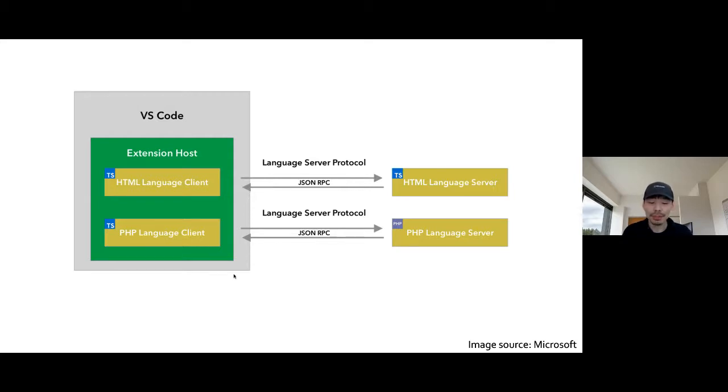The language server and clients talk to each other quite often over a protocol called the language server protocol. This protocol is a generic one built upon JSON-RPC, so it allows us to implement the server component in any programming language we like. Here, for example, the HTML language server is written using TypeScript, and the PHP one is written in PHP itself.